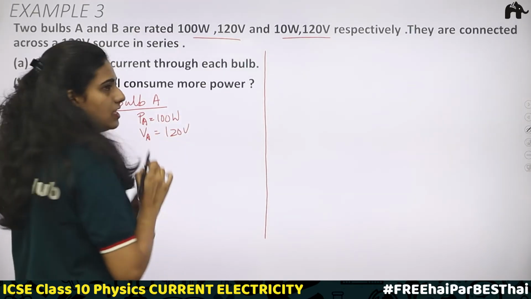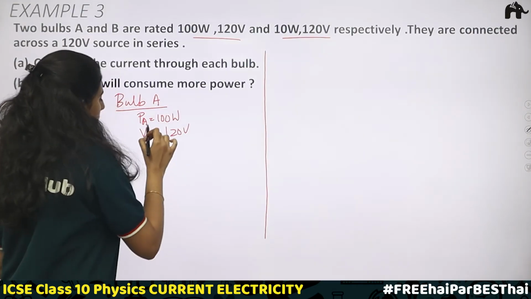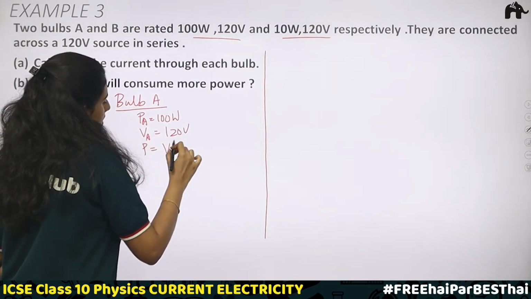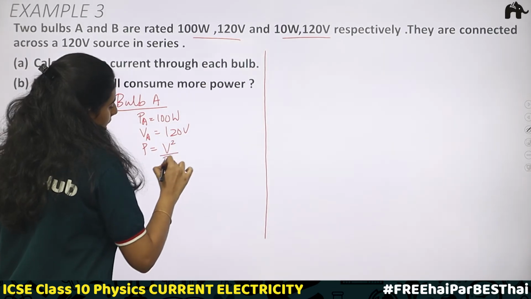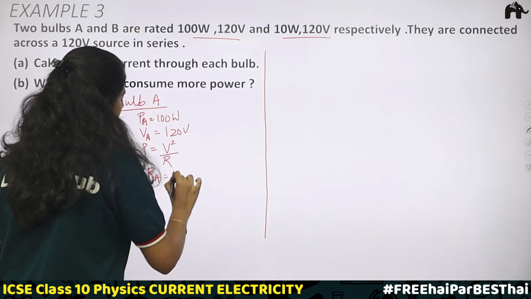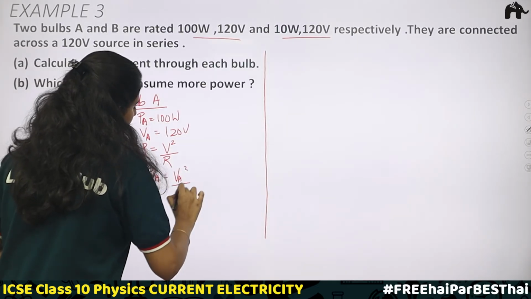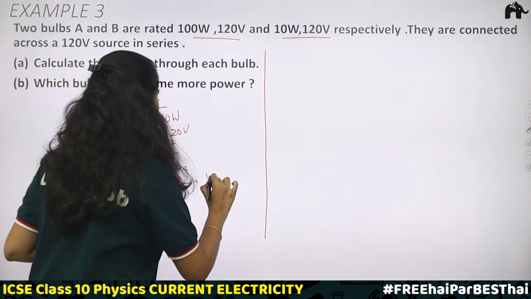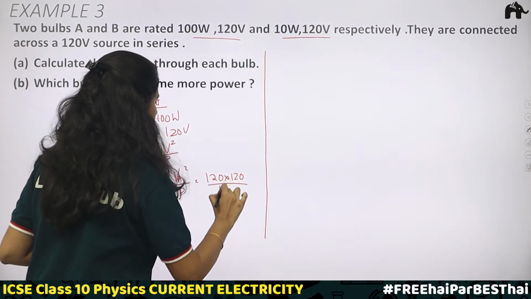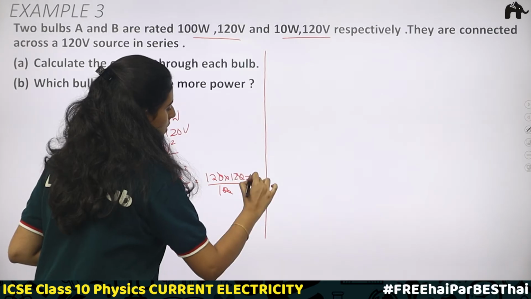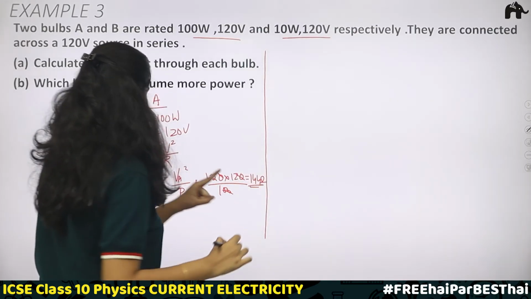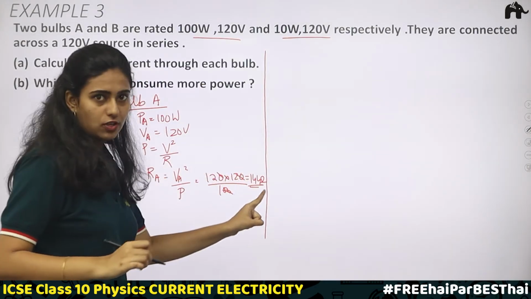How to find resistance now? We have power is equal to potential difference squared divided by R, which means R of A will be VA square divided by P. That is 120 into 120 divided by 100. Cancelling zeros, 12 into 12, 144 ohm. So the resistance of bulb A is 144 ohms.